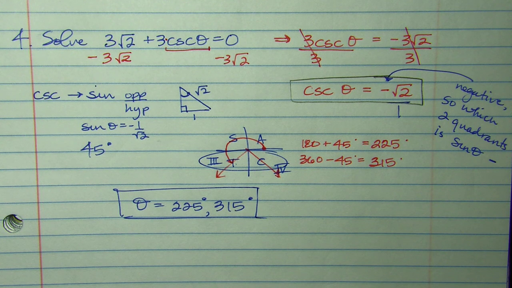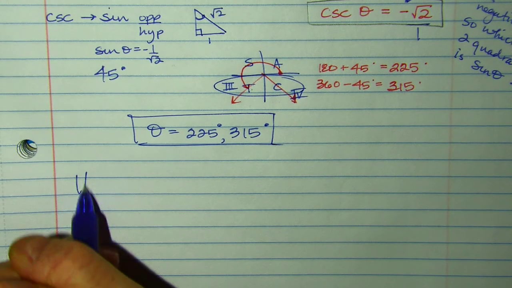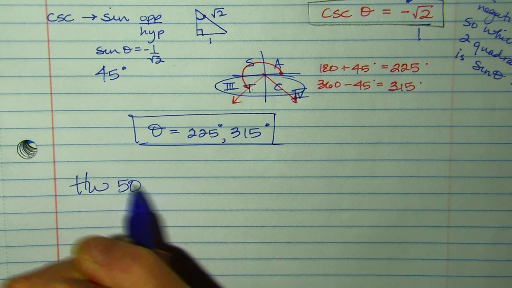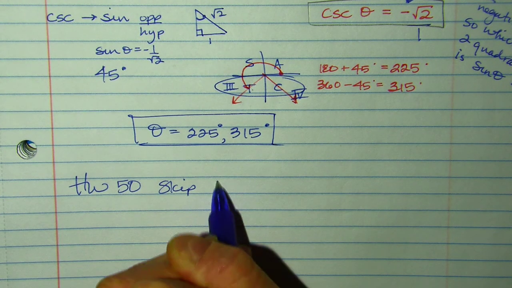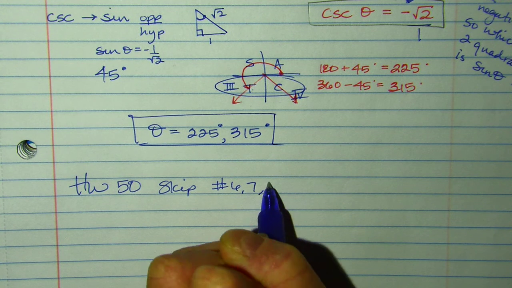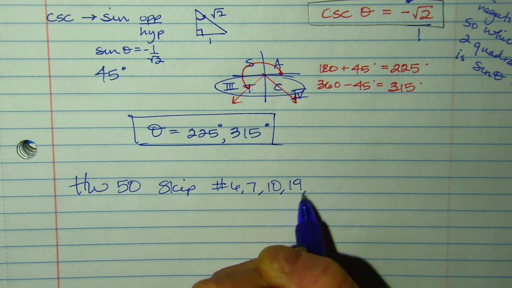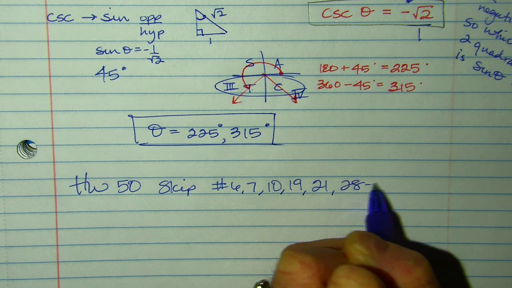So hopefully you get some practice with those. That is it for this section. There wasn't a part A or a part B. So for homework 50, you're going to skip number 6, 7, 10, 19, 21, and 28 through 30. Thank you.